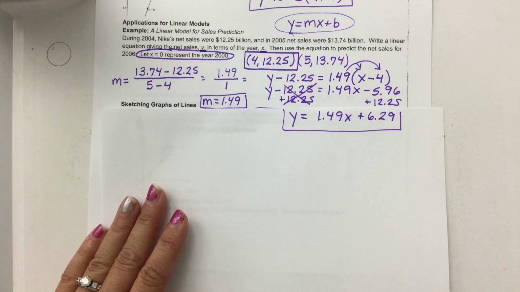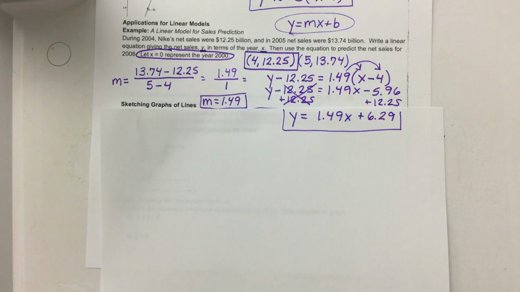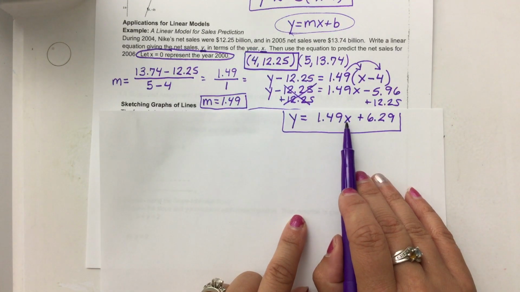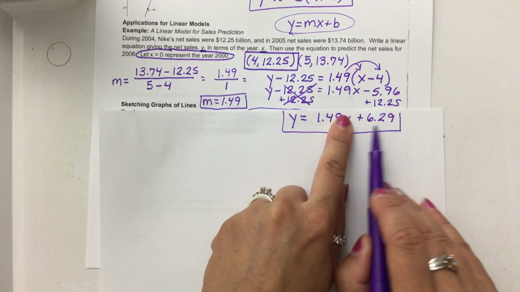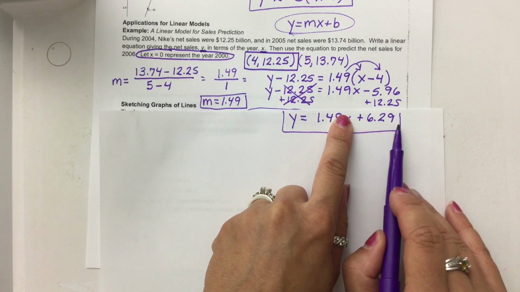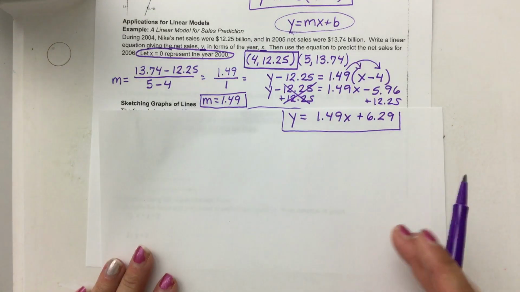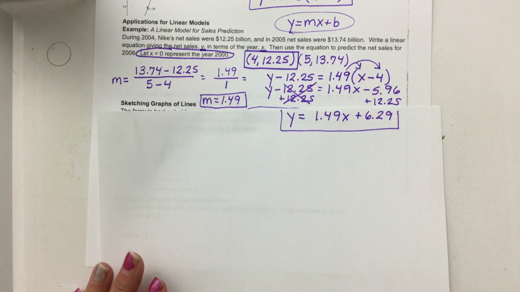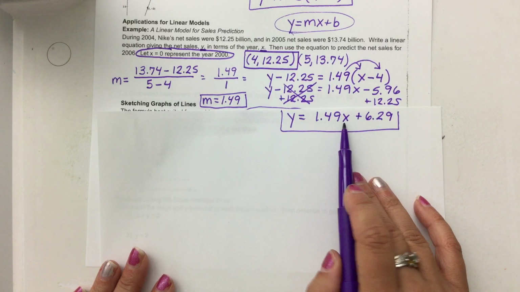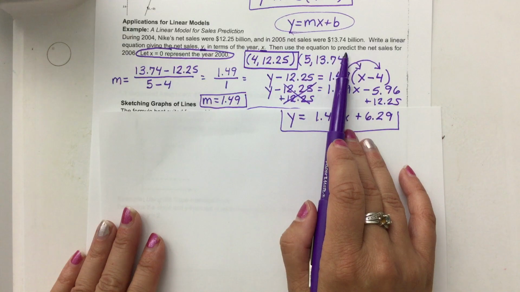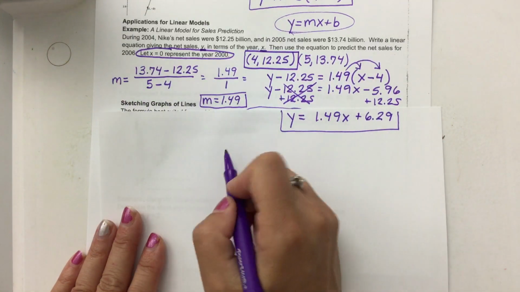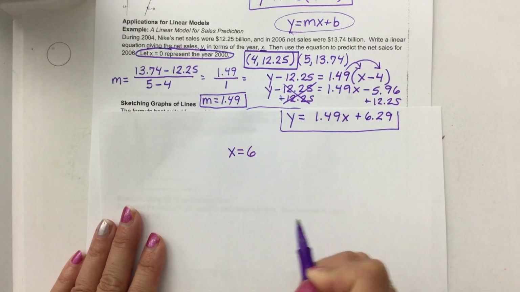Here is the cool thing, you guys. Let's say that they want you to say, okay, in 2000, predict what the sales were for Nike. So 2000, x would be a 0. So if I put in a 0 here, in the year 2000, this would cancel. Nike's net sales were approximately 6.29 billion. If you want to know the sales in 2001, you put a 1 there. If you want to know the sales in 2002, you put a 2 there. What they want us to do is to use our equation to predict the net sales for 2006. So that means that x equals 6.